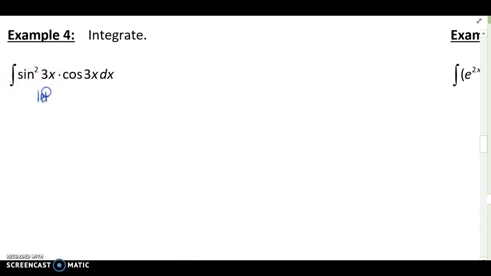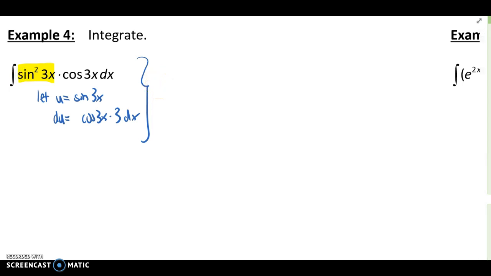In fact, what we're going to do this time, since this is the more confusing of them, we're going to let u be equal to the sine of 3x, and not even squared, just the sine of 3x. Because if we were then to take the derivative of this, du is equal to the cosine of 3x times 3 dx, and I can see how this is going to start working itself out once we substitute things in.